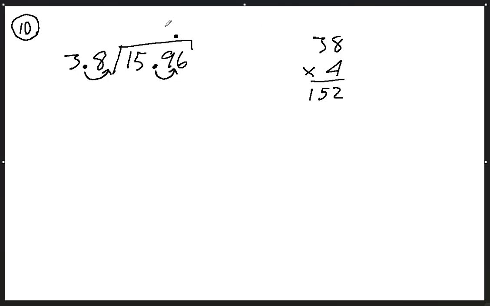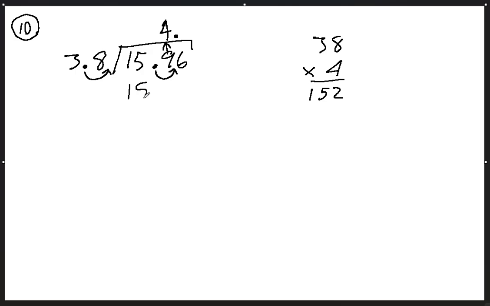Okay? So remember what we did with this 4? Yeah, we put it up here on top of this 9, because we calculated how many times does 38 go into 159. So you go straight up, you put the number straight up on top of the number that you're dividing. Don't worry about the decimal yet.